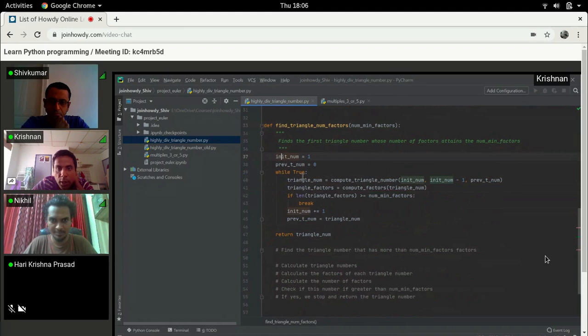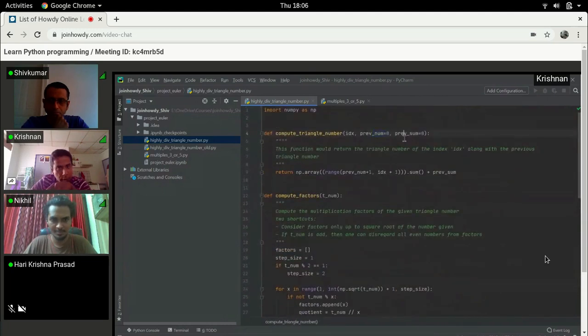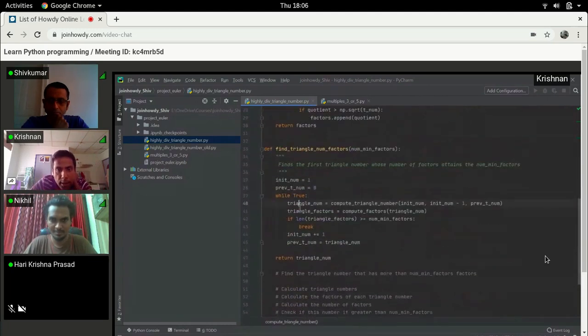In that function, the initial number is 1, and the previous triangle number I am initiating to be 0, which is the same as what I do in the function here, where the previous number is 0. And then while I compute the triangle number, the initial number I give will be initial number -1. That is the initial number. I will show you exactly how I am trying to do it.